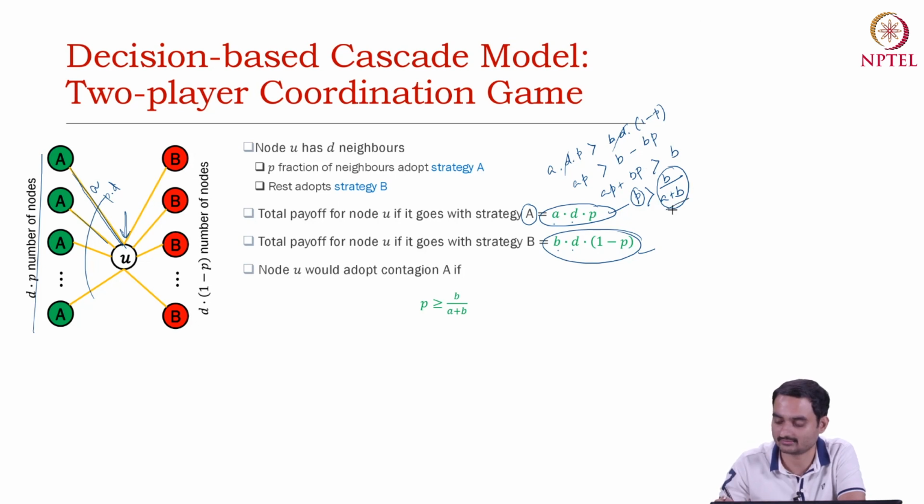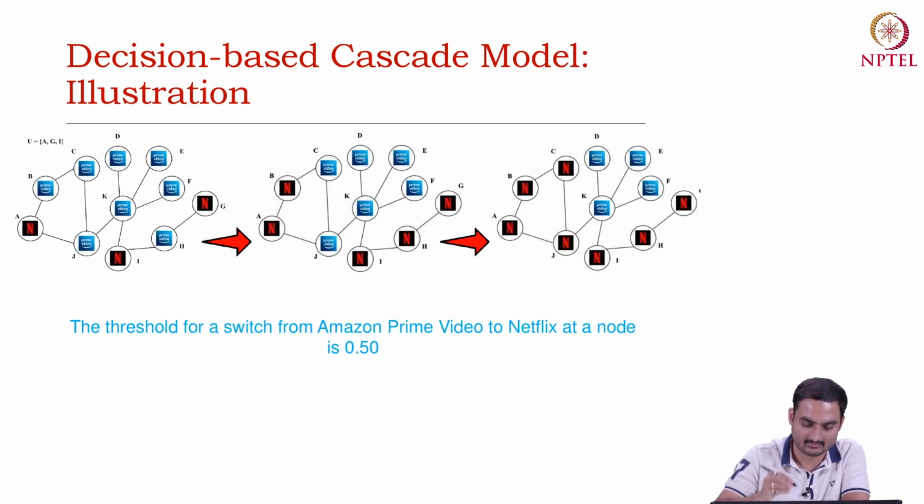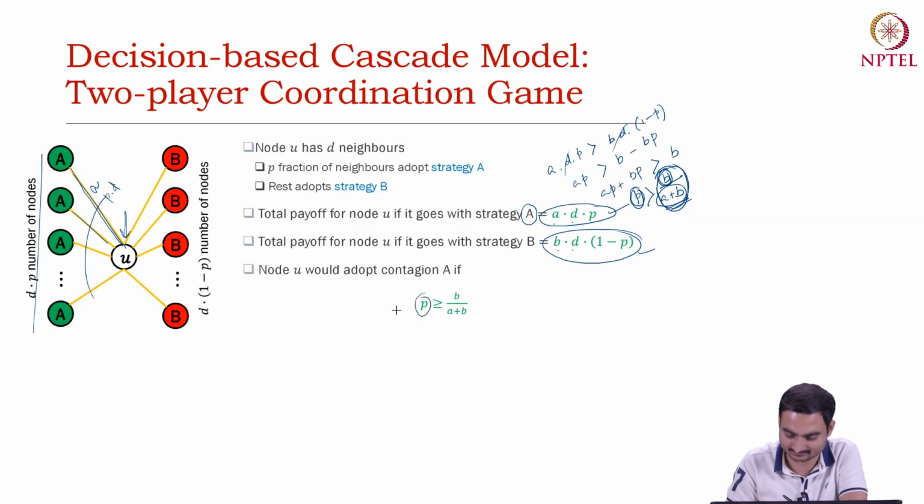What is this fraction? This fraction is essentially, so b is the payoff if you adopt B, and a plus b is the total payoff. So this fraction is the ratio of the payoff if you adopt strategy B to the total payoff. Let's look at an example, and this threshold is often called the activation threshold.